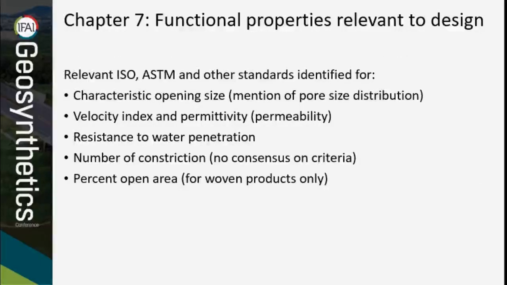In chapter 7, we identify the functional properties which are relevant to design. So these can be ISO, ASTM, or any other standard. These are the properties related to the opening size, the velocity index, permittivity, permeability of the fabric, resistance to water penetration, number of constrictions, with the understanding that there is no full consensus on the relevance of these criteria. And finally, the percent open area for woven products.